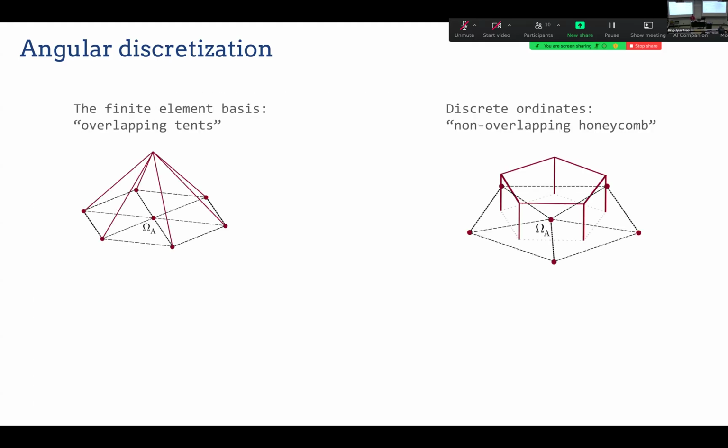When we talk of finite element methods, we just have linear finite elements, so the basis function looks like that. It's an overlapping tent. On the geodesic grid, at a particular point the basis is 1, and then it linearly becomes 0 at the neighbors. We call it overlapping tent. If you wanted something like an SN type scheme or discrete ordinates type method, you would have basis functions that look like that, which are just pentagons and hexagons on the geodesic grid, and they're not overlapping with each other. Let's call it the non-overlapping honeycomb.